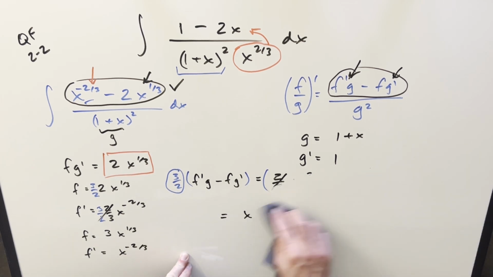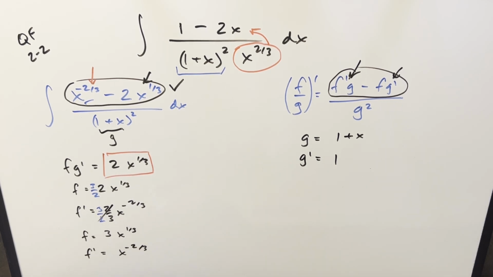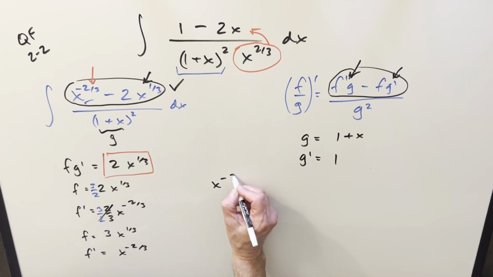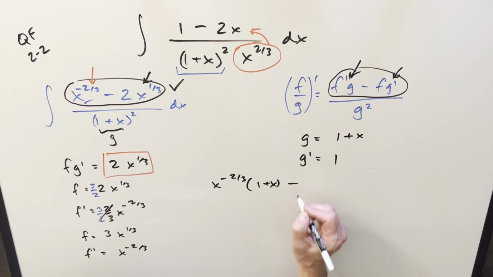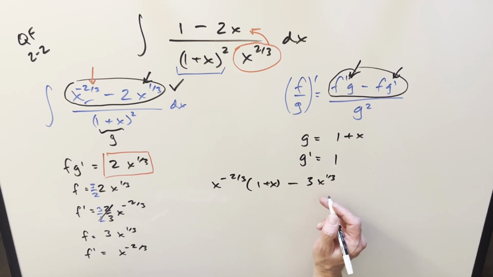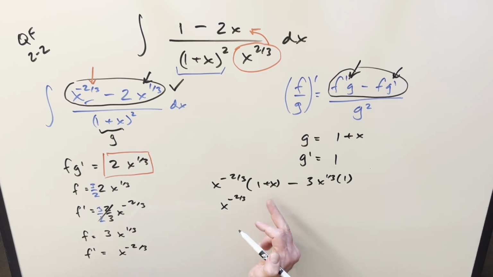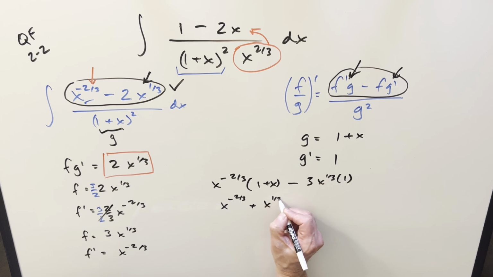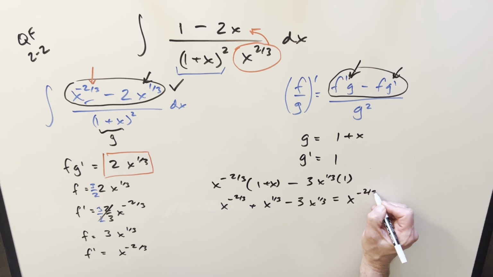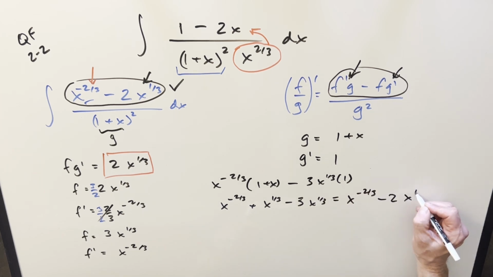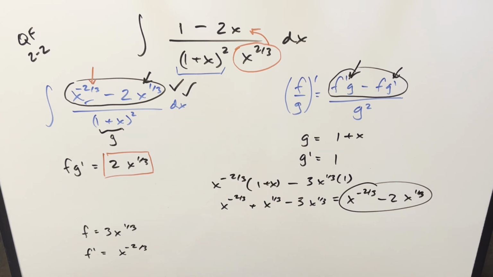Redoing this right here, just to be sure, let's do the double check to show that it's really working. For our f prime g, we have x to the minus 2/3 times g, which is 1 plus x to the 1/3. And then we want minus f, which is 3x to the 1/3, times g prime, which is just 1. Multiplying this out, x to the minus 2/3 multiplied into the 1 here gives x to the minus 2/3 plus x to the 1/3, minus 3x to the 1/3. Simplifying this, x to the minus 2/3 minus 2x to the 1/3. This matches the numerator now.